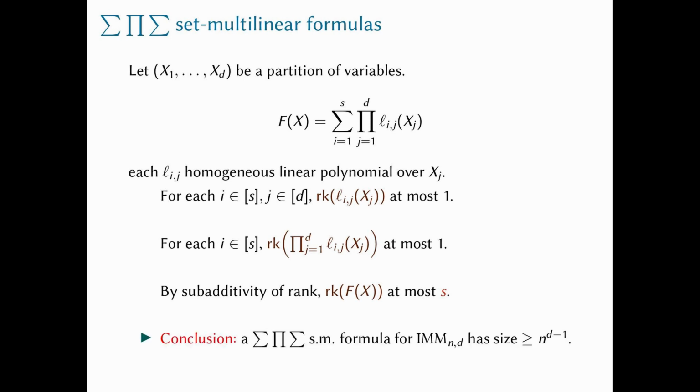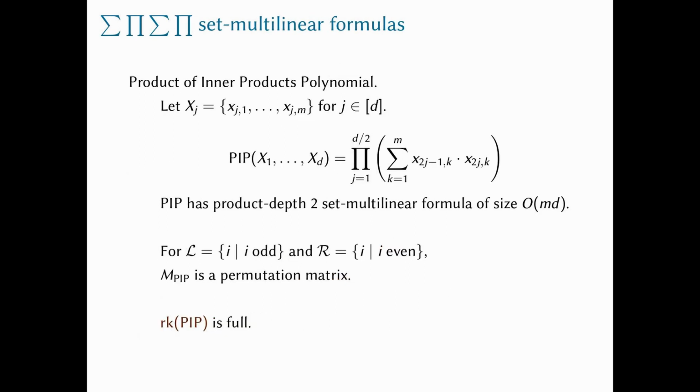For IMM, we showed that the rank is exponential, n to the d, so it means that the size has to be at least exponential. It has to be at least n to the d. So we already have a lower bound for depth-3 set-multilinear formulas for IMM_{n,d}. So what we want to get is the same thing, but for depth 5.